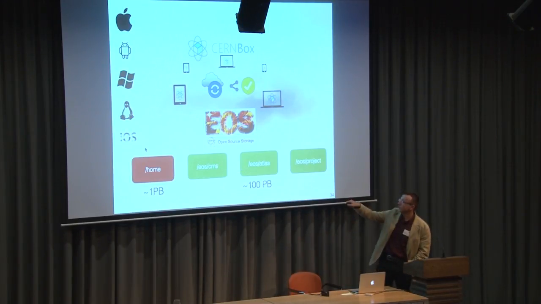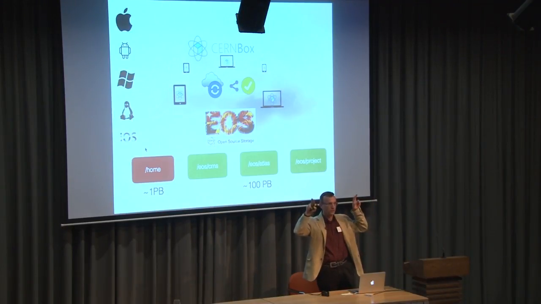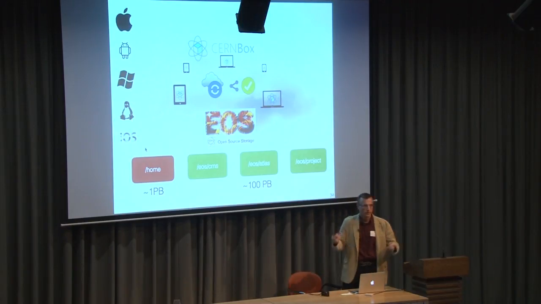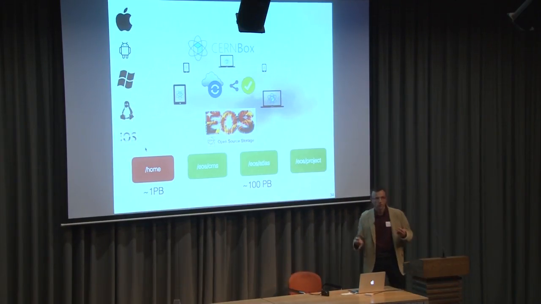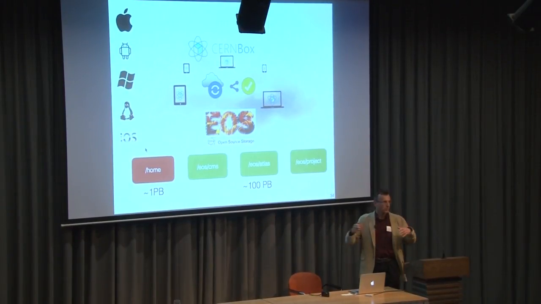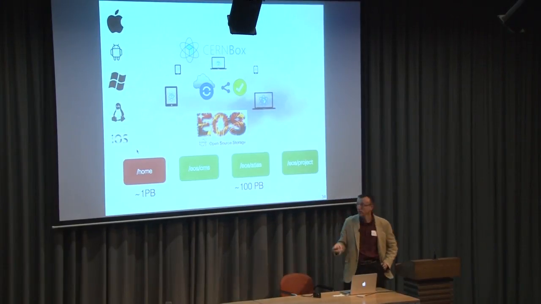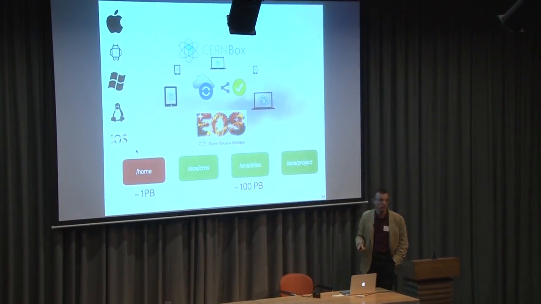And finally, last but not least, everything I've been talking about is for our EOS instance that is holding the general purpose home directories, if you want. But in the same system, using the same technology, we also have instances that are keeping physics data. So CERNBox as such, for the general purpose stuff, is in the ballpark of 1 petabyte. Here we have a ballpark of 100 petabytes.